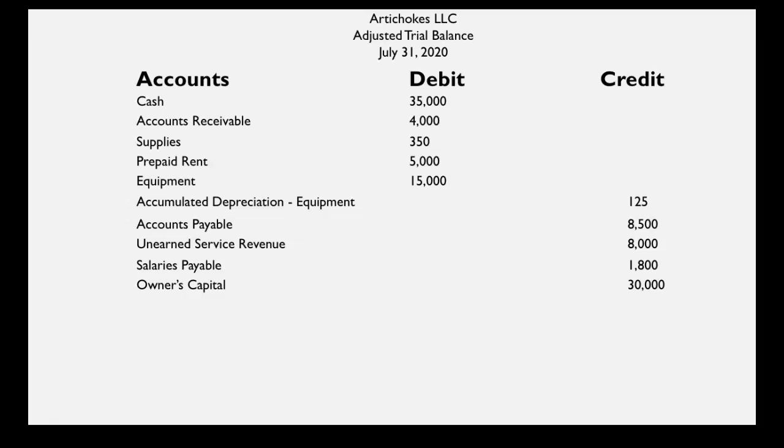After salaries payable, we can start listing out our equity accounts. So we start that with capital. Owner's capital was only affected by that very first entry that we did on July 1st. It hasn't been affected since. So it still has a credit balance of $30,000. After the capital is the drawings. The drawings still have a debit balance of $1,000.